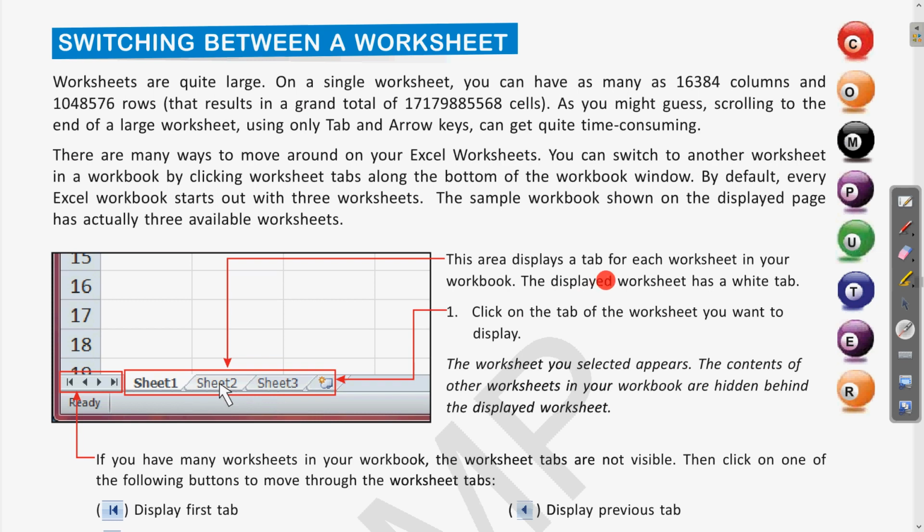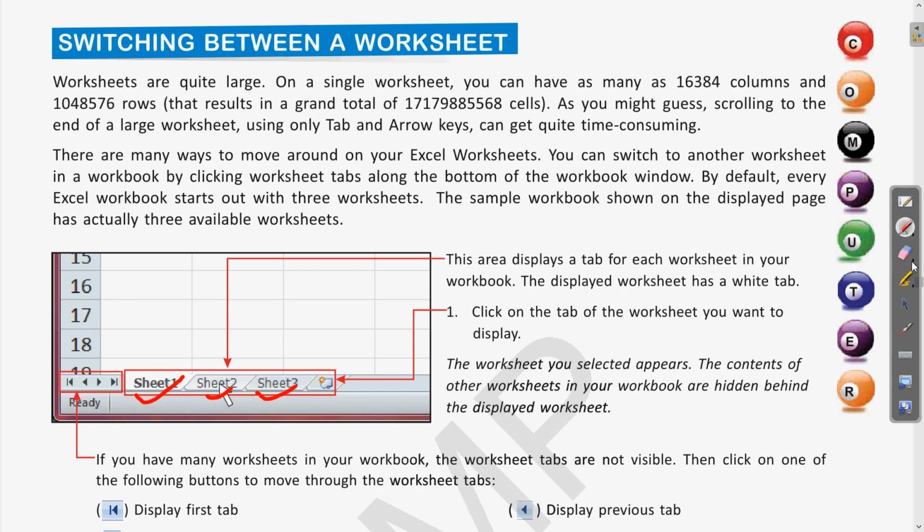The area displays a tab for each worksheet in your workbook. The displayed worksheet has a white tab. So whatever worksheet we are currently working on will be displayed in white, and the rest of the sheets are displayed in gray. Whenever we switch from one worksheet to another, that particular sheet becomes active and the other worksheets are, you can say, hidden behind the displayed worksheet.